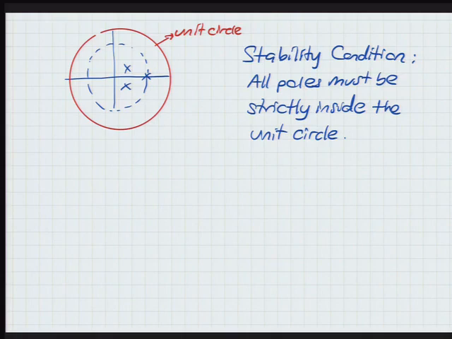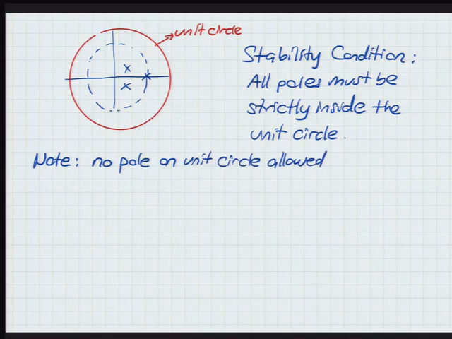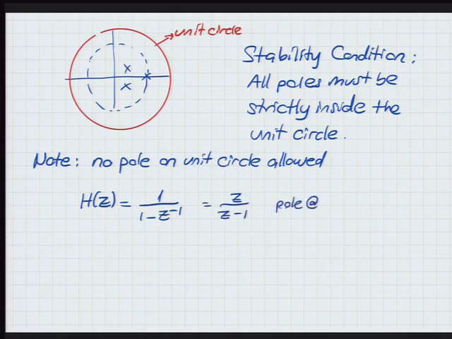So here's a simple example. So just to emphasize, no pole on unit circle allowed for stability. So here's a simple example. Let's say h of z is 1 over 1 minus z inverse. How do I find the pole of this? I can write it as z over z minus 1. So there's a pole at z equals 1. That is on the unit circle, right? So according to our stability condition here, that is unstable.